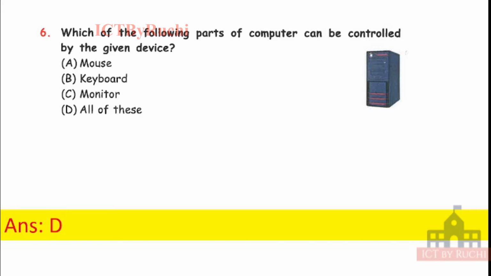Answer is D, all of these, because the CPU, central processing unit, is the brain of a computer. Mouse, keyboard, monitor, printer, speaker, everything is controlled and monitored by the CPU.